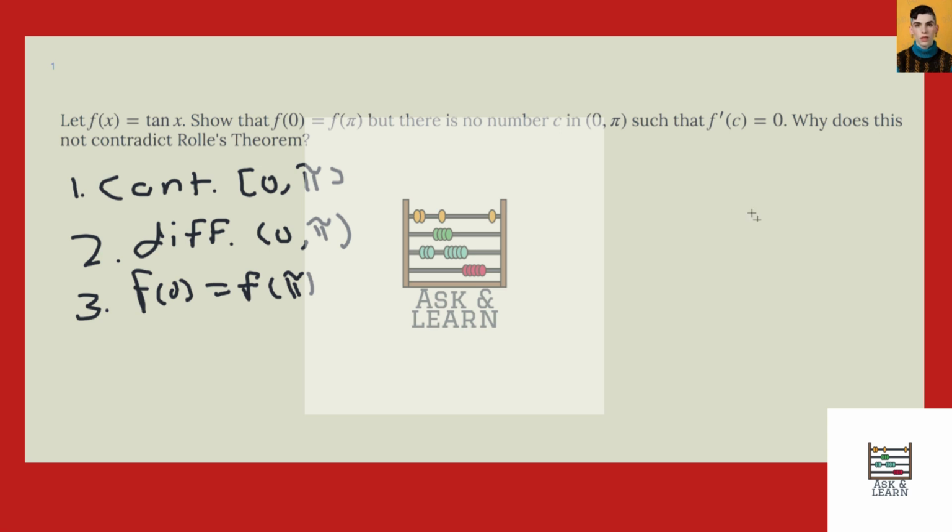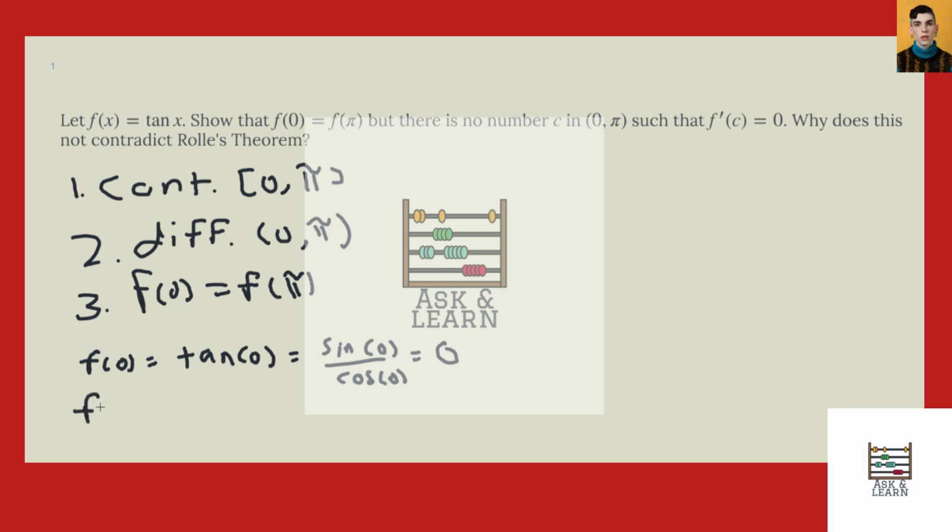Okay, so let's begin by showing that f of 0 is equal to f of pi. When we put in f of 0, we get tangent of 0. If you recall, the tangent function is just the sine over the cosine. So when you plug in, this is really just sine of 0 over cosine of 0. Cosine of 0 is 1, but the sine of 0 is 0, so this gives us a value of 0.